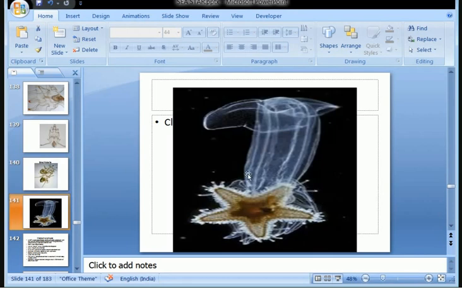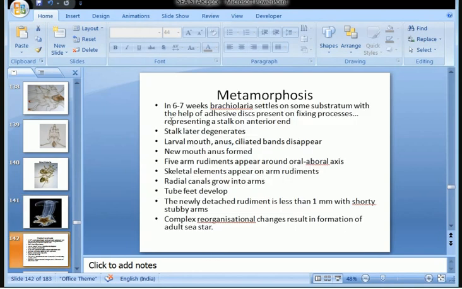Here you see, on one end a sea star is formed, and these are the arms. Then in 6 to 7 weeks, the brachiolaria larva settles on some substratum. So all this development up to this stage takes about 7 weeks. Then this brachiolaria settles on some substratum with the help of adhesive discs present on the fixing processes, representing a stalk on the anterior end.